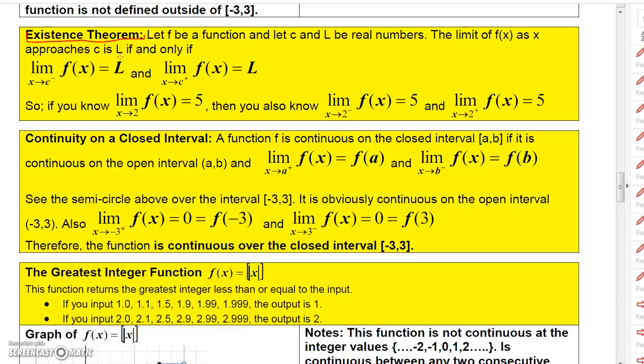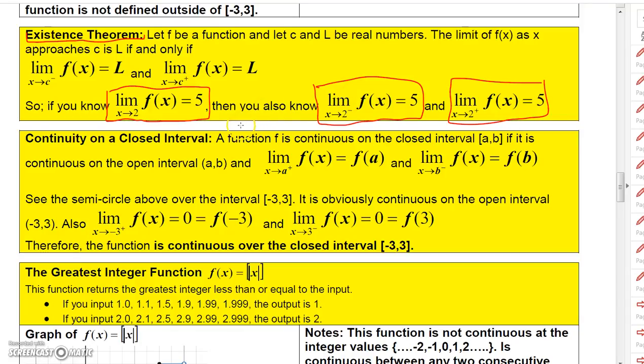And it also says if both one-sided limits exist and are the same number, then the limit must exist and it's going to be the same number. So if you were to know that the limit of a function as x approaches 2 is 5, then you automatically know that the left-hand limit as x approaches 2 is 5, and you know that the right-hand limit as x approaches 2 is 5. So that's sort of a given.